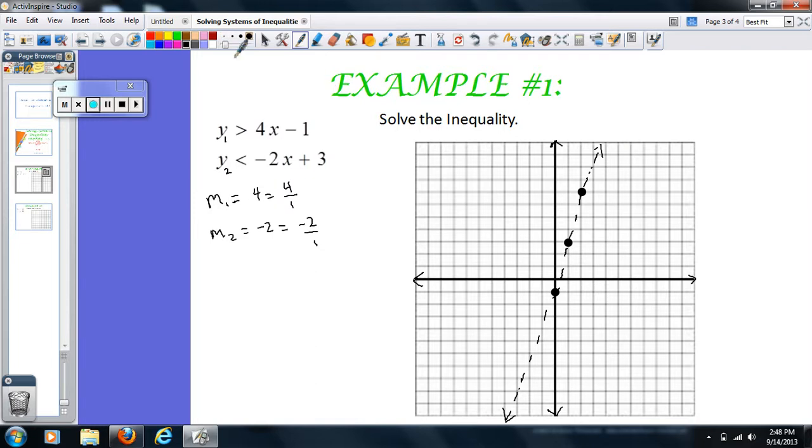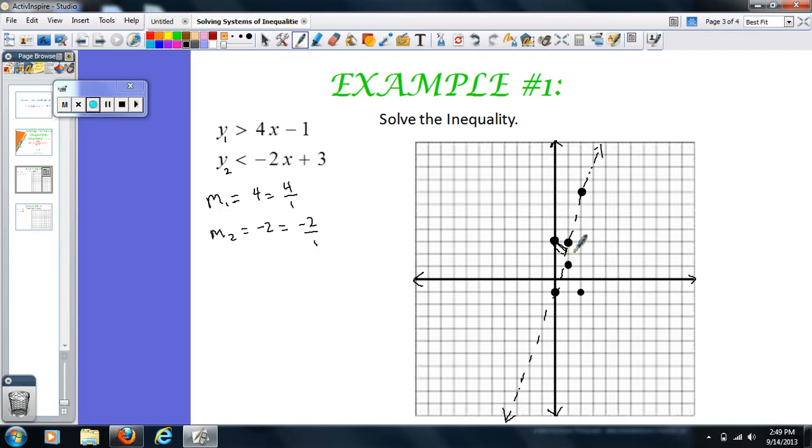Now I'm going to graph the second equation. I'm going to do it the same way. This time my y-intercept is at positive 3, so I'm going to go at 0, up 3, which is right here. Now I'm going to use my slope, which is down 2, right 1. Put my point right there. Now I've got 3 points again, so I'm going to graph my line. And again, it's a dotted line.